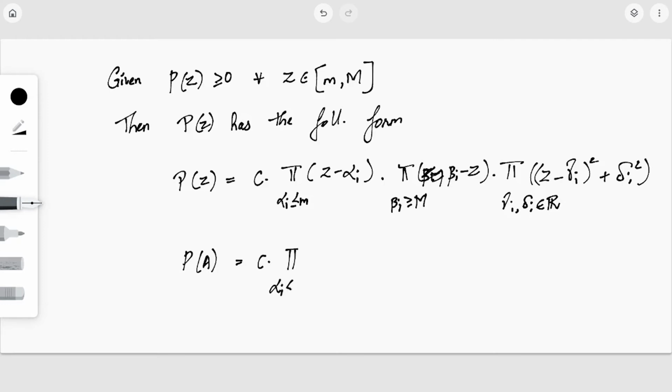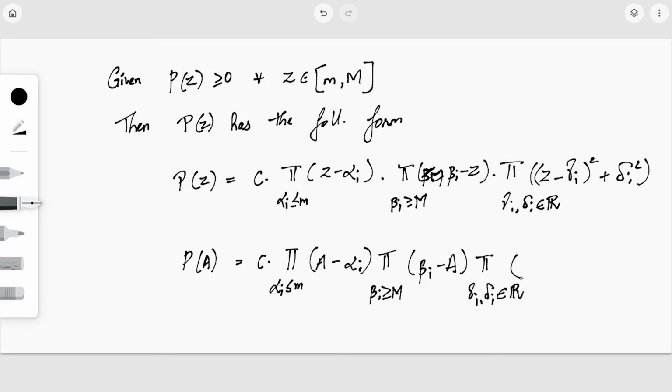By alpha I less than or equal to m, a minus alpha I into product of beta I greater than or equal to m into beta I minus a, and into product of gamma and delta I belongs to set of reals into a minus gamma I square plus delta I square. Okay, so this is our p of a.